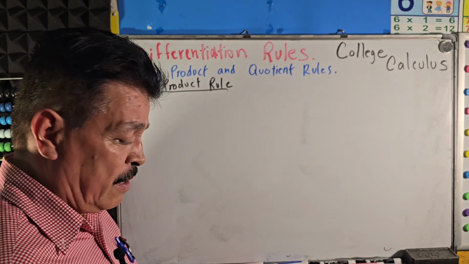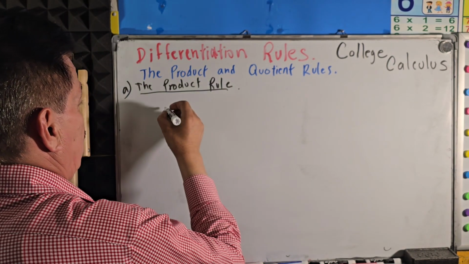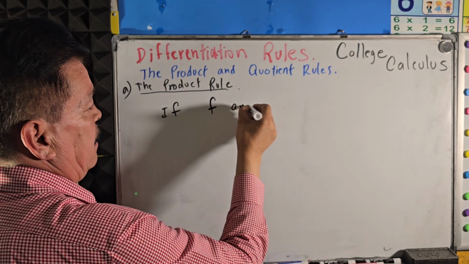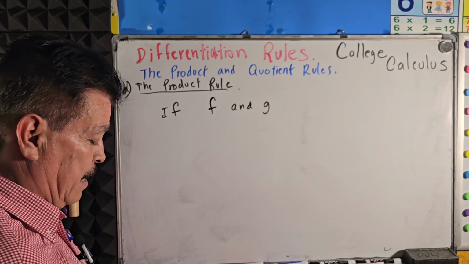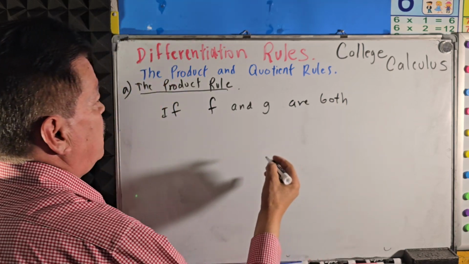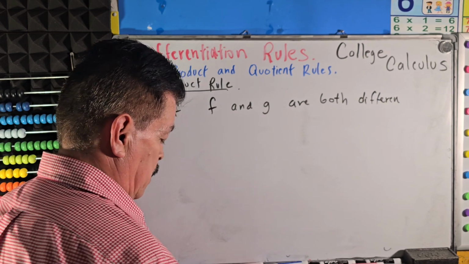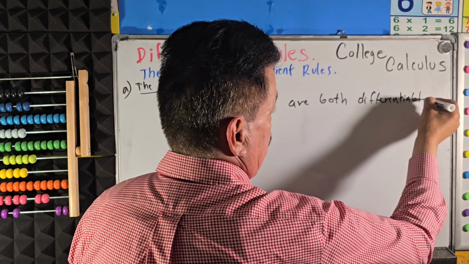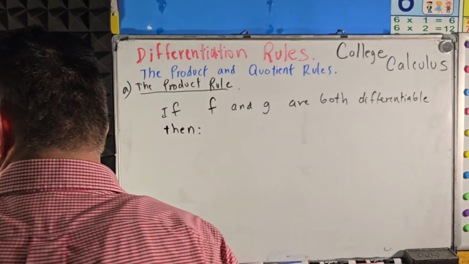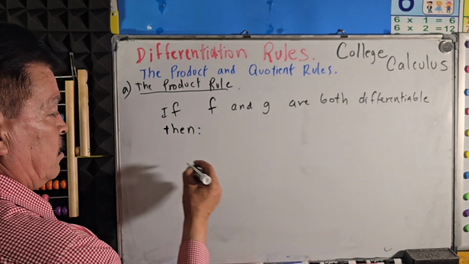What is the product rule? The product rule: if, for instance, f and g are both differentiable, then we have this formula.